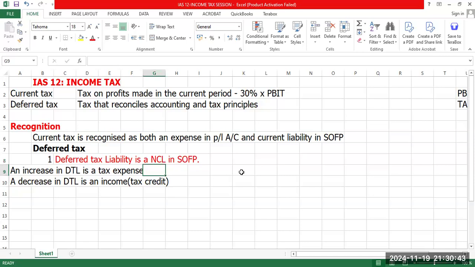We know that if your liabilities increase, it means that you're creating an element of expense. But if your liabilities decrease, then that is an income, or for purposes of tax, that is like a tax credit. Okay.